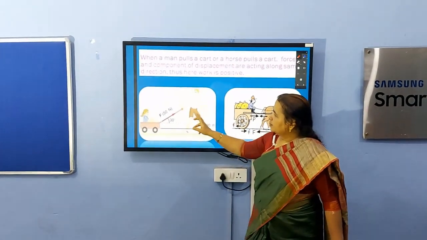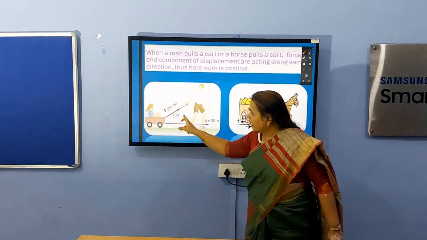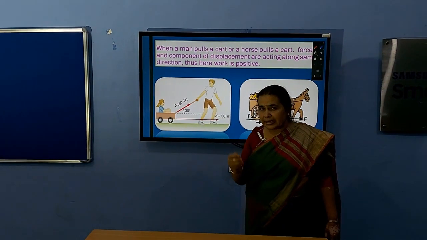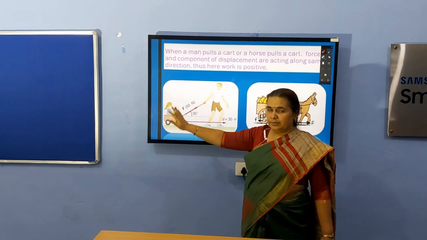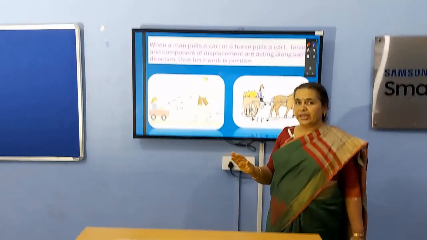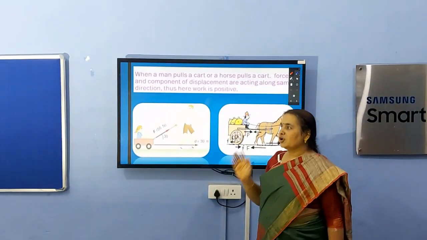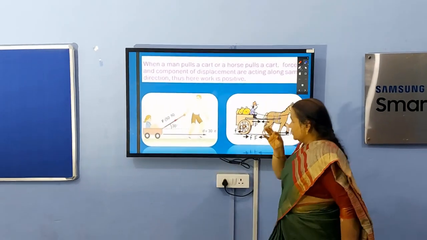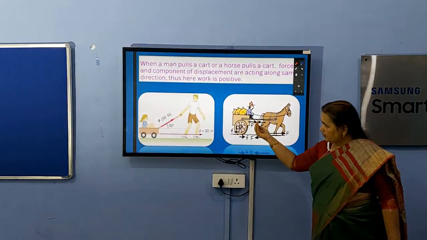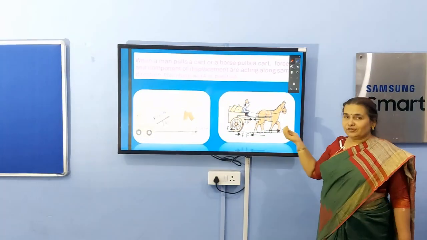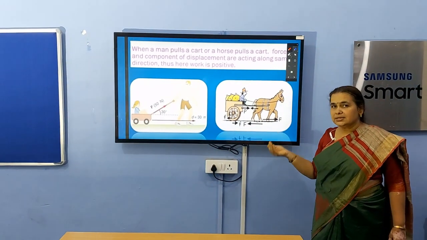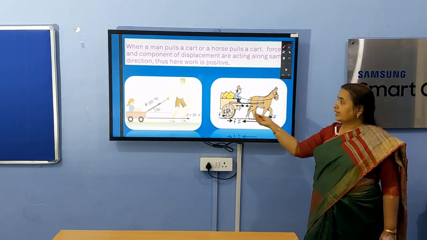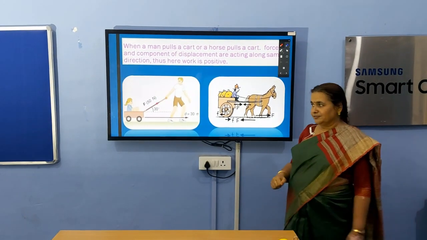This boy is pulling this girl, and the angle between them is 30 degree, less than 90 degree. So definitely work done is positive here. W is equal to F into S into the value of cos of 30. This horse is pulling the cart in the forward direction. Both are acting along the same direction. Angle is 0 or acute. That's why work done is positive.